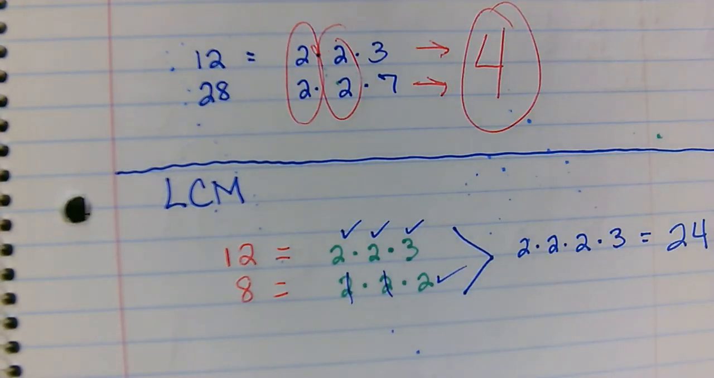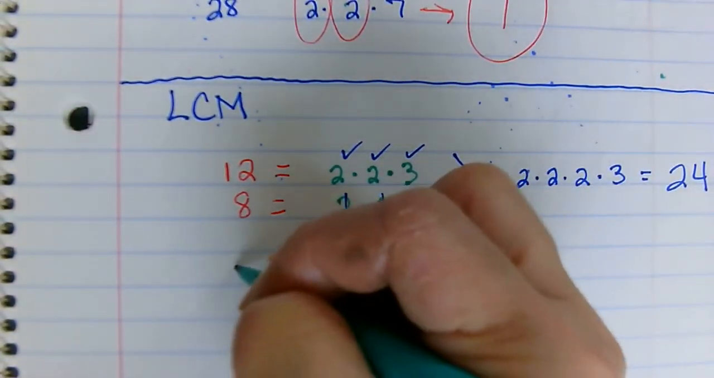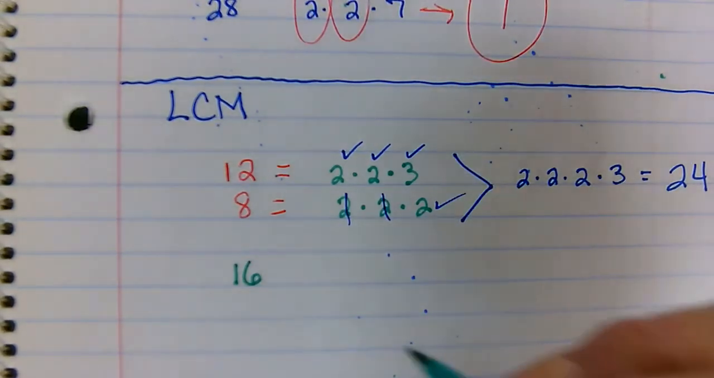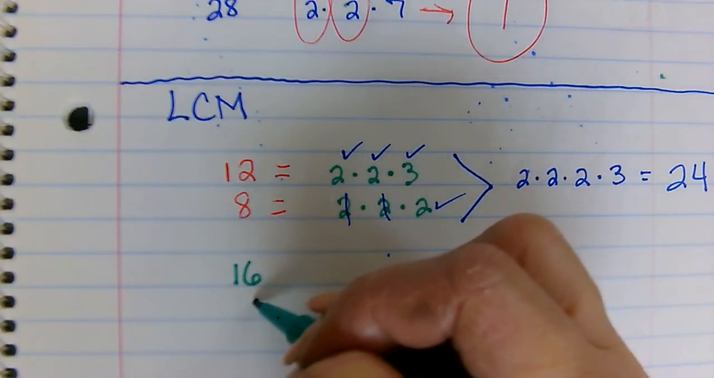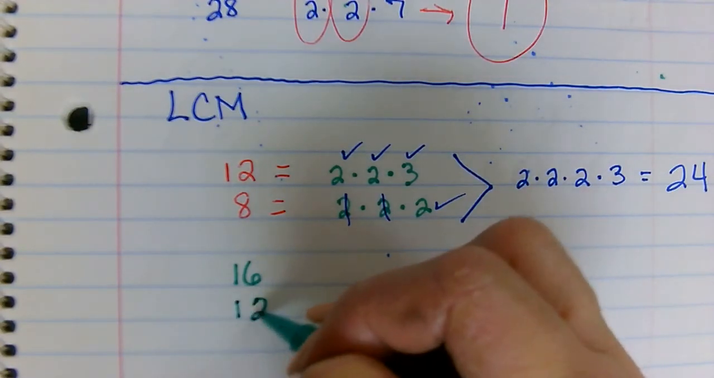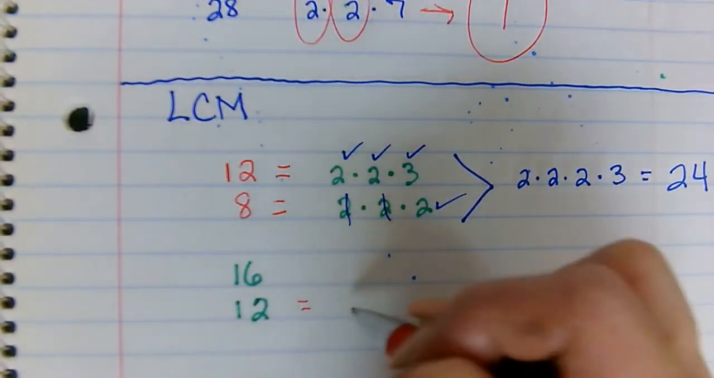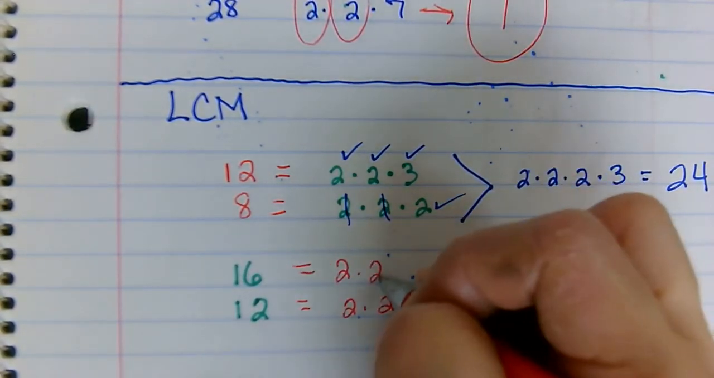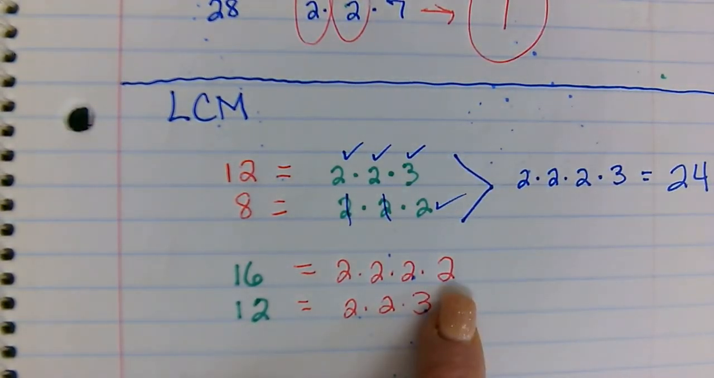Now let's try another one for least common multiple. How about 16, right? And let's go with 12 again. Just make it interesting. Okay, so 12 we know from up here is 2 times 2 times 3, and 16 is 2 times 2 is 4, times 2 is 8, times 2 is, look at that, 16.